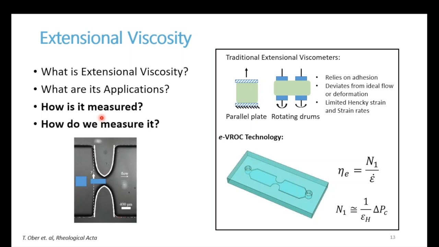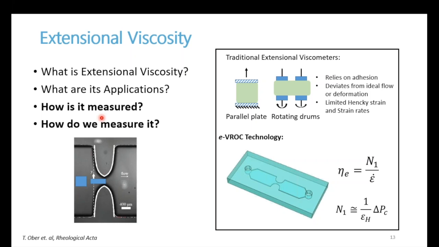Another way of measuring extensional viscosity is rotating drums, but for this case you need a sample that is very solid-like, elastic-like. So you will have this sample, which will be something like a polymer melt or a piece of rubber, and you will place it between these two rotating drums, and as they rotate, they will stretch your sample, and measuring the torque that you require for that extension will give you your measurement of extensional viscosity.